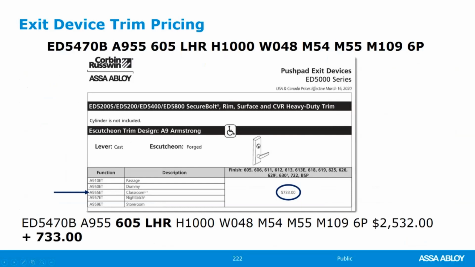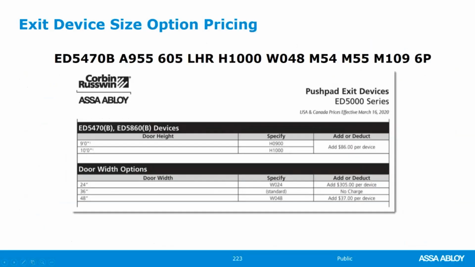Adding that to it, now we need to go to our options. Our options are on pages 297 to 300. We find our 10-foot H1000 adds $86. Our W048 for a 48-inch rail adds $37.